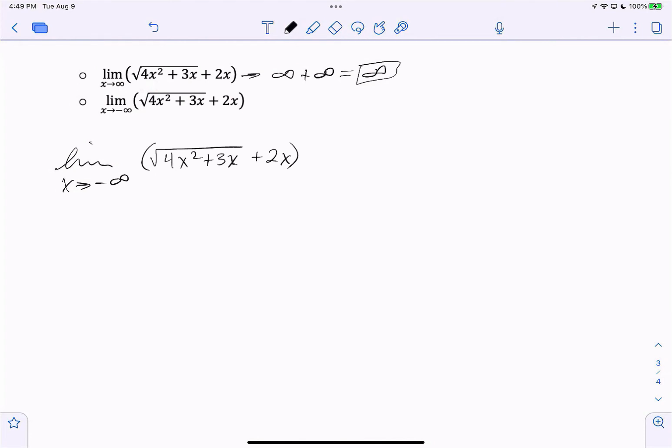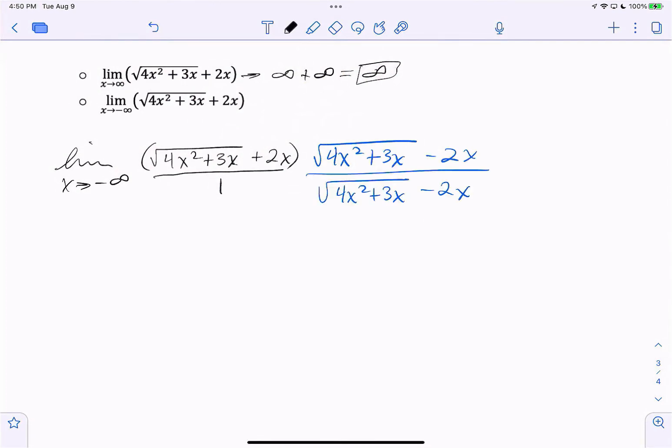Now, what worked for us before was to multiply numerator and denominator by 1 over the highest power of x that appeared in the denominator. But here we don't have a denominator. Or do we? I know, that was bad. We're going to envision a denominator of 1, and then we're going to multiply numerator and denominator by the conjugate of the numerator. So square root of 4x squared plus 3x minus 2x over itself.